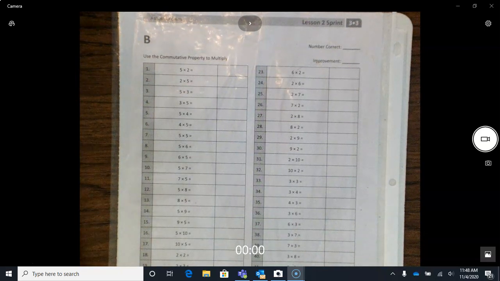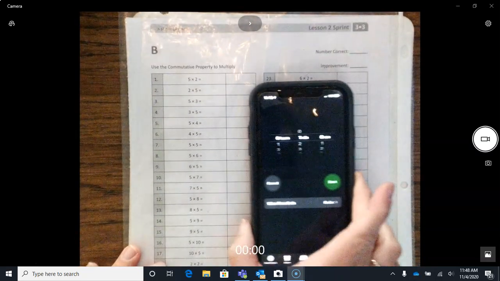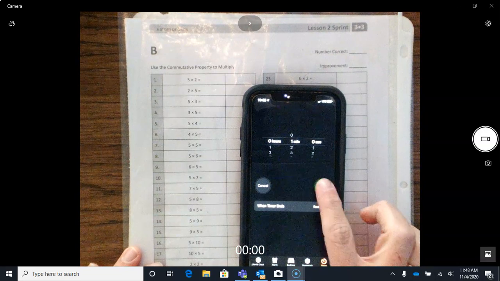And this time, we're going to do this sprint again for 1 minute. And this time, your goal is to beat yourself. So your goal is to get more correct than you did last time. Okay? Remember, you have 1 minute. All right, get your pencils ready. Ready, go.